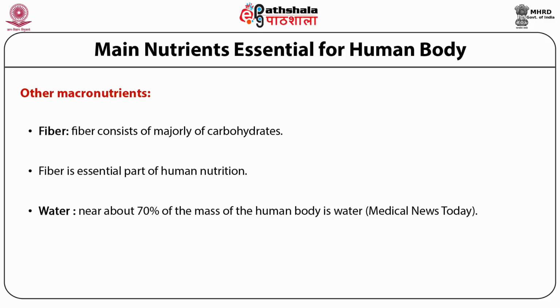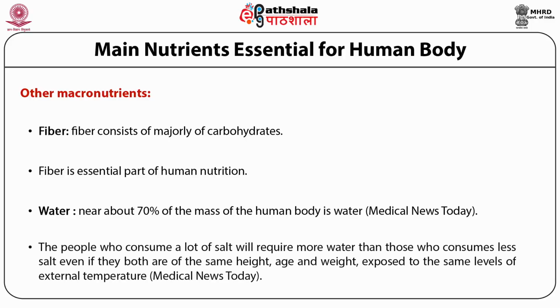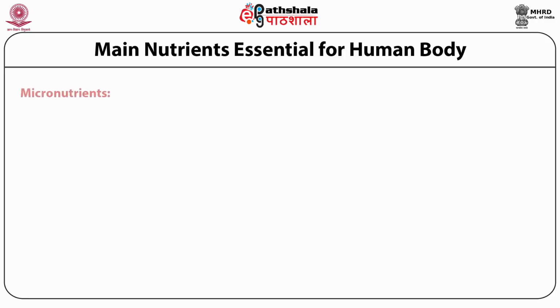Water requirements are very closely associated with body size, age, physical activity, environmental temperatures, state of health and dietary patterns of people. People who consume a lot of salt will require more water than those who consume less salt, even if they both are of the same height, age and weight, exposed to the same level of external temperature. We just talked of macronutrients.